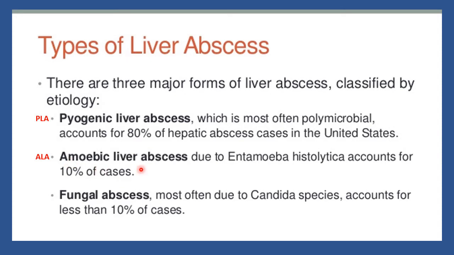Second is amoebic liver abscess due to Entamoeba histolytica, which accounts for about 10% of cases. Amoebic abscess used to be a very common cause of liver abscess in the recent past, but today it has been more or less reduced to a very small number of cases. Fungal abscesses are very rare.